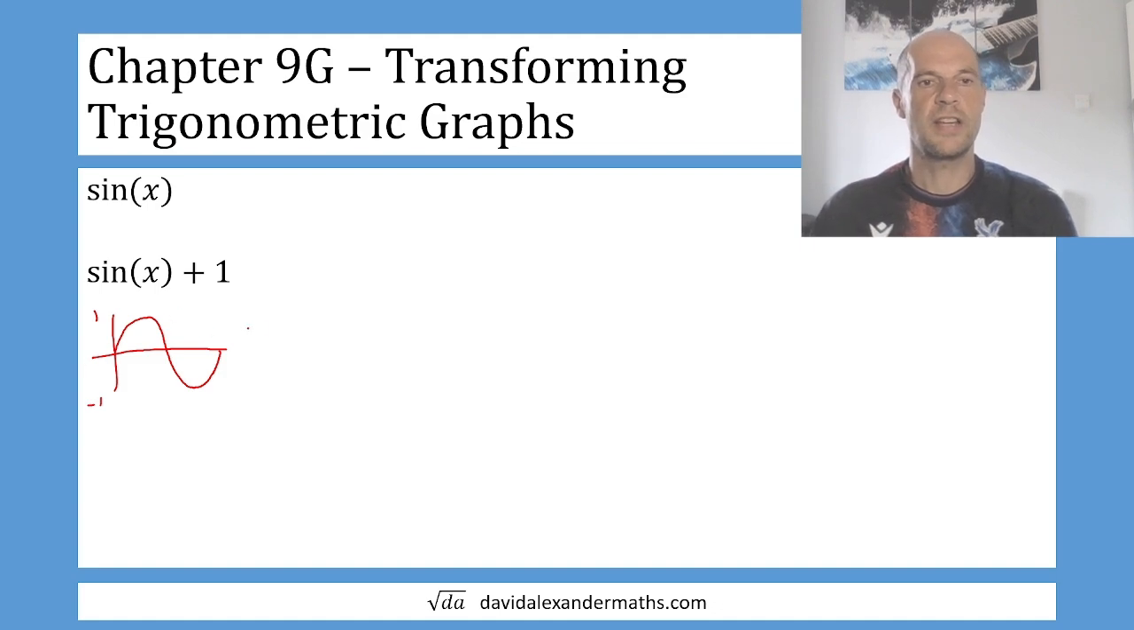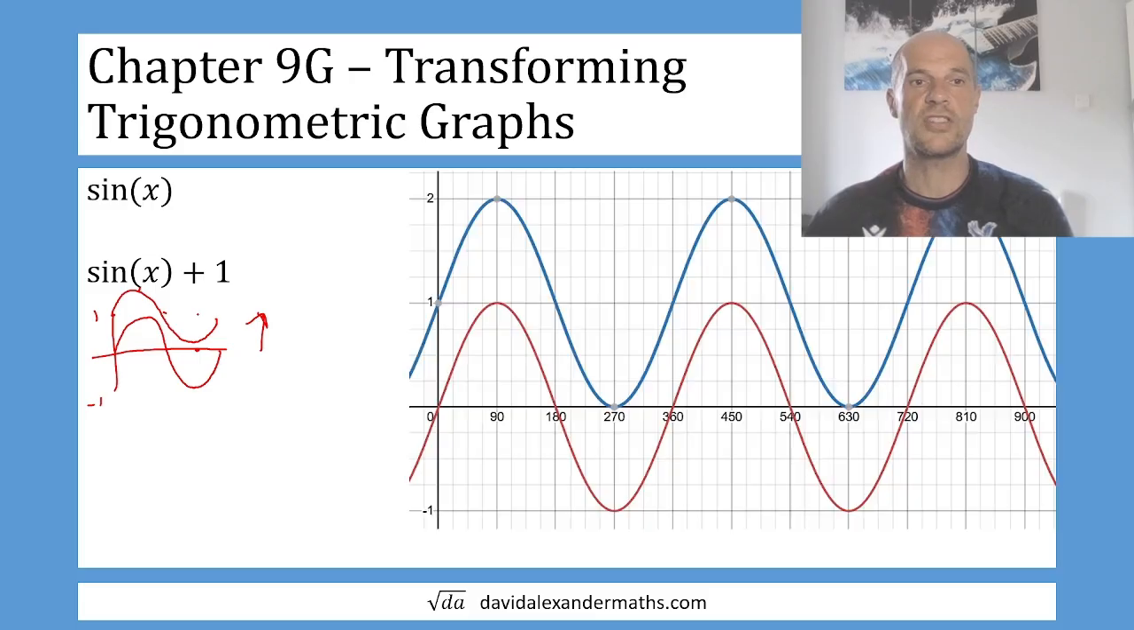So if we're just shifting this whole graph up 1 unit, then this minimum will then be 0, this maximum will then be 2, and where it cut through at 0, it will just be getting a value of 1, so it will look like so. Okay, there's a fairly poor sketch there. So the green is the sine of x, and the blue is the sine of x plus 1.